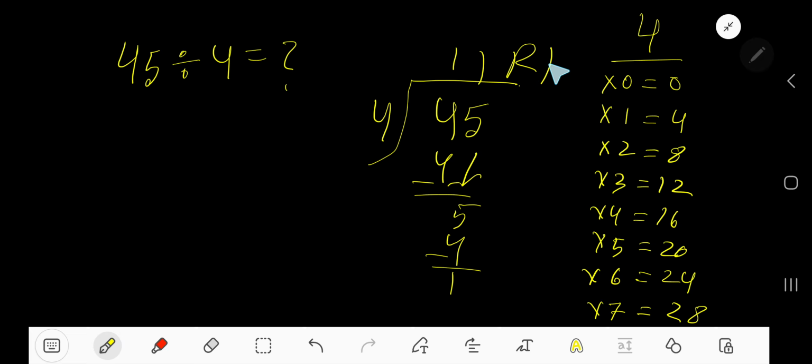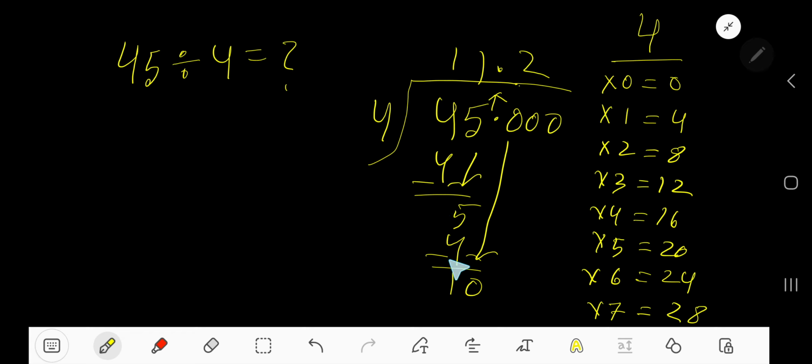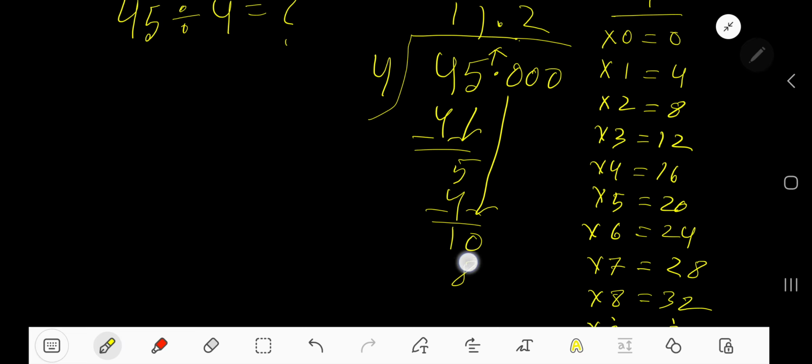If you want to write your answer in decimal form, then put a decimal here, add a number of zeros, and bring down the first zero. Before the zero, there is a decimal. The decimal must come into the quotient directly. 4 goes into 10 how many times? 2 times. 2 times 4, 8.